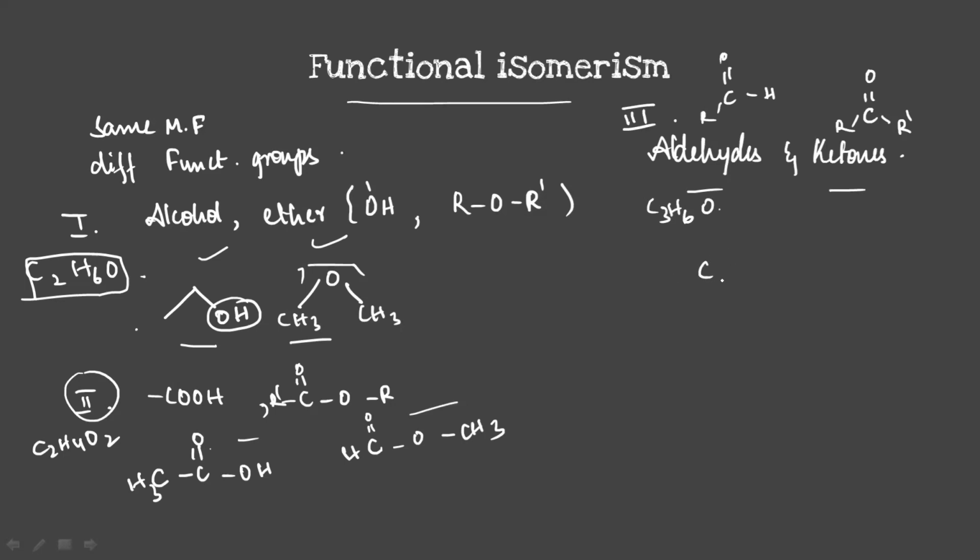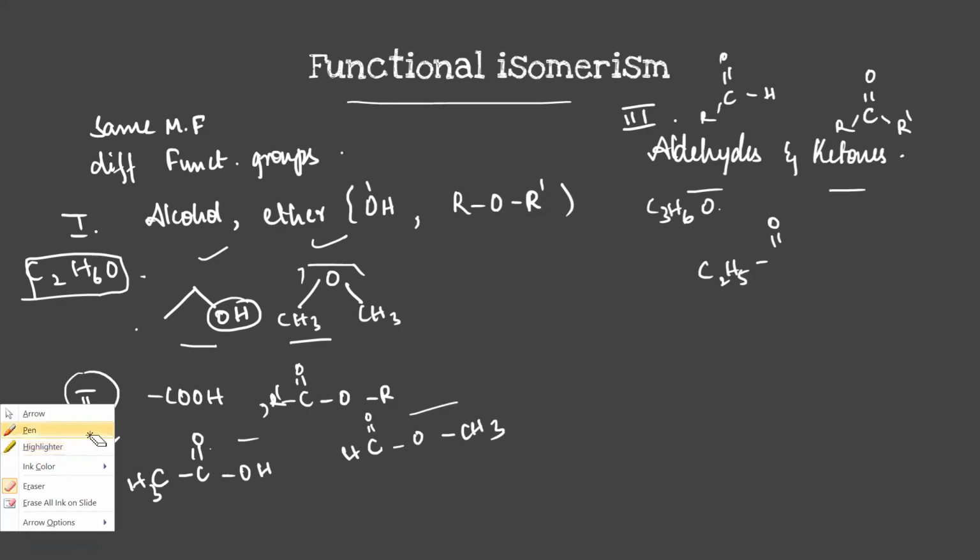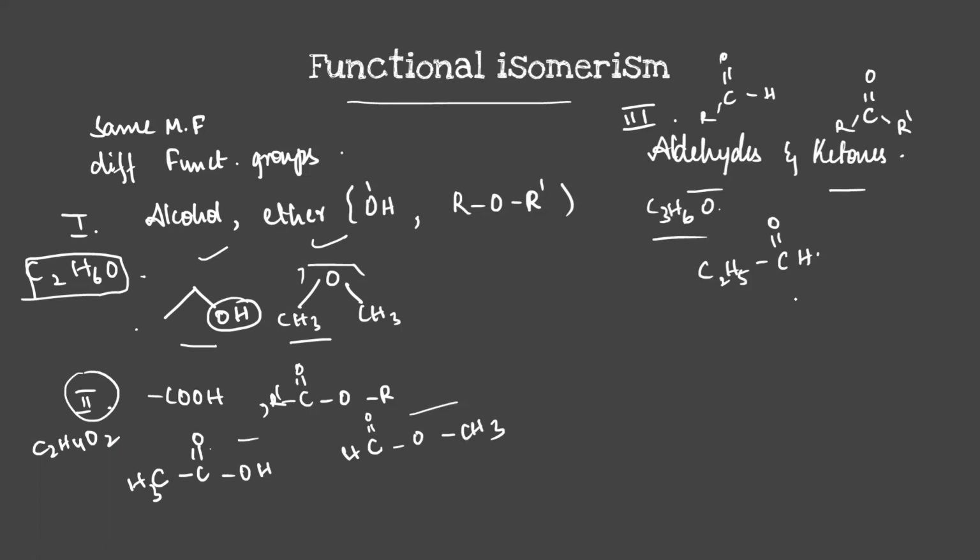C2H5, C double bond O, H. Check out for the molecular formula, it's the same, and C double bond O, CH3, CH3. Both are showing functional isomerism. Aldehydes and ketones also show functional isomerism. So they also show functional isomerism with enols.